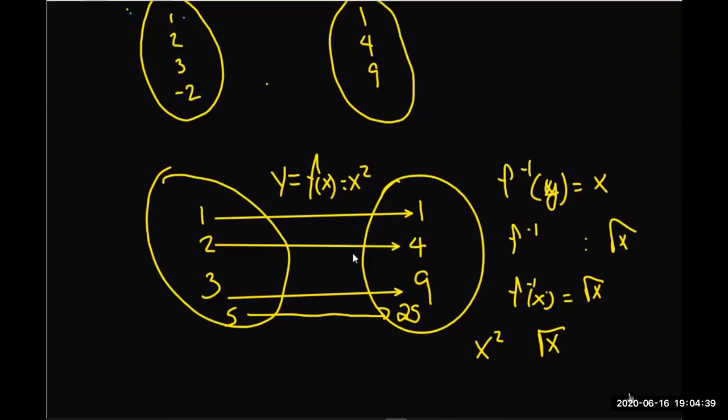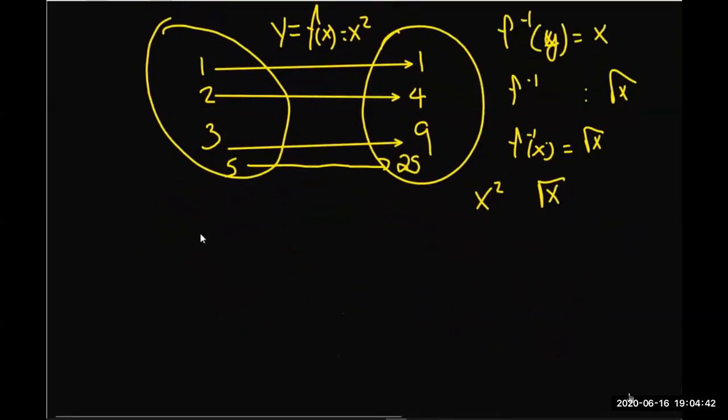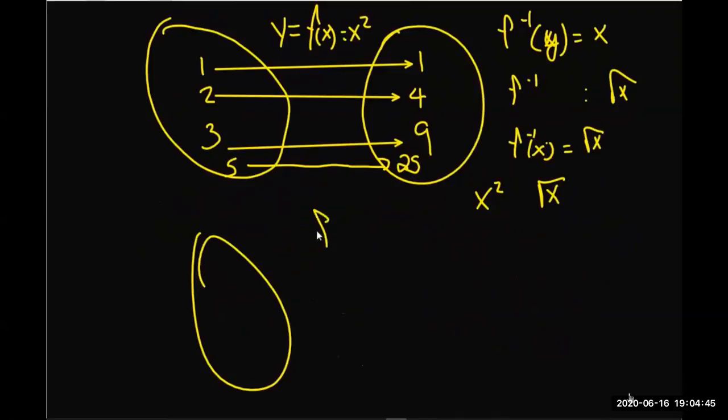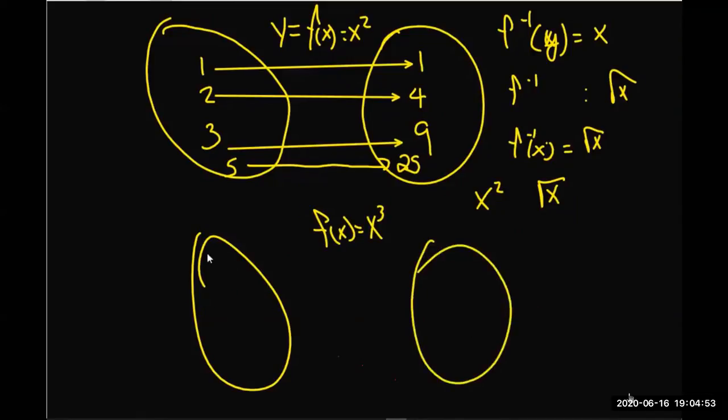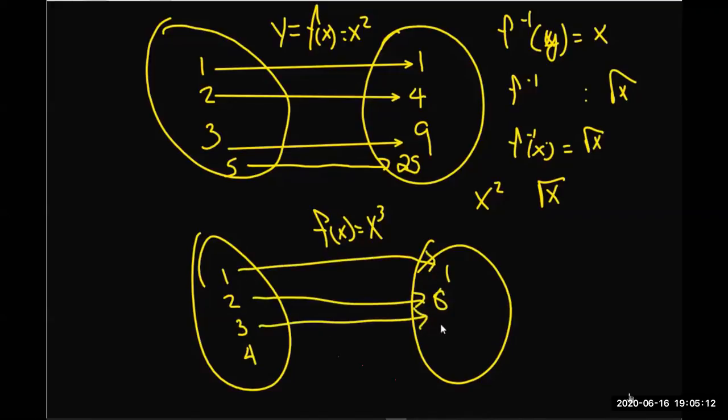So what if the function had been not x squared, but rather f of x equals x cubed? So what would be the inverse of that? In this case, actually, we don't have to limit the domain, but let's ignore that. Let's just keep the domain limited. So let's just say 1, 2, 3, and 4. And so 1 goes to 1, even when you cube it, but 2 goes to 8, and 3 goes to 27, and 4 goes to 64, I think.